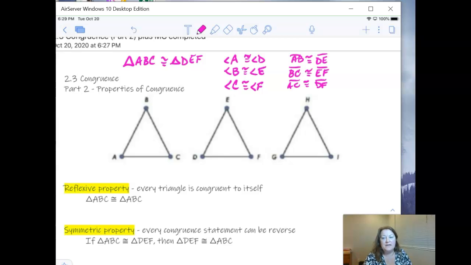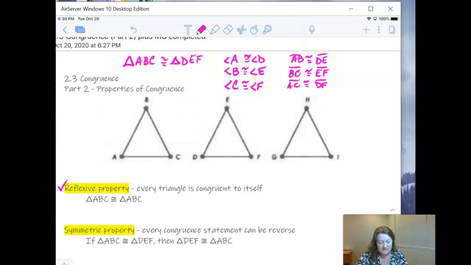So today we're going to talk about some properties that we have about these congruent statements. The first one we're going to talk about is the reflexive property. And all the reflexive property says is that every triangle is congruent to itself. Okay, so we use the reflexive property to say that I am me, right? Triangle ABC is triangle ABC. They're the same size, they're the same shape, okay?